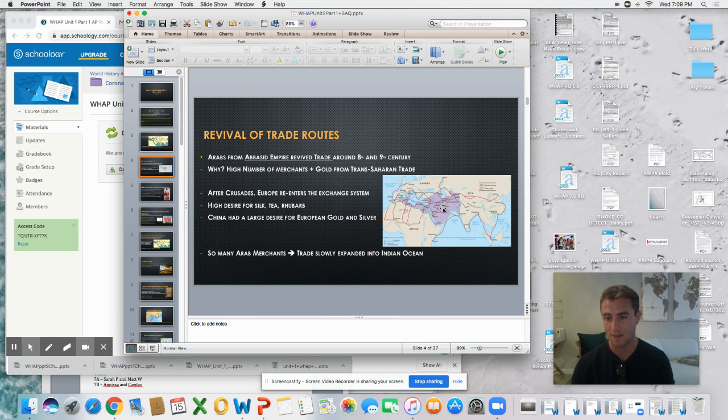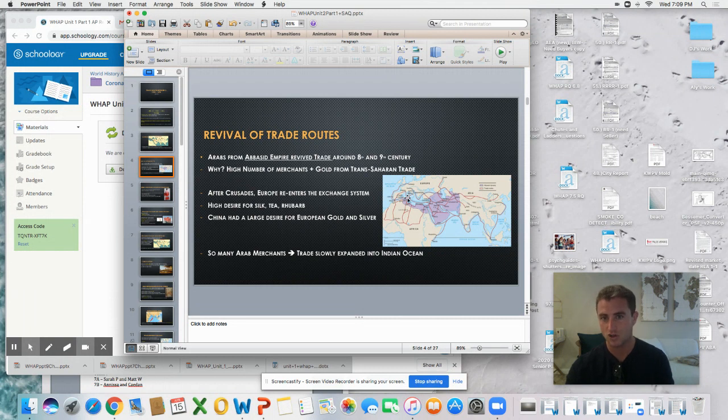And they're going to try to capitalize on these special goods in order to get the highly coveted goods from somewhere else. China, for instance, has this large desire for European gold and silver, which the Europeans are especially getting from Western Africa. It's important to note that we don't have merchants going from Europe all the way across the land-based Silk Roads to China. That's not really the case, guys.